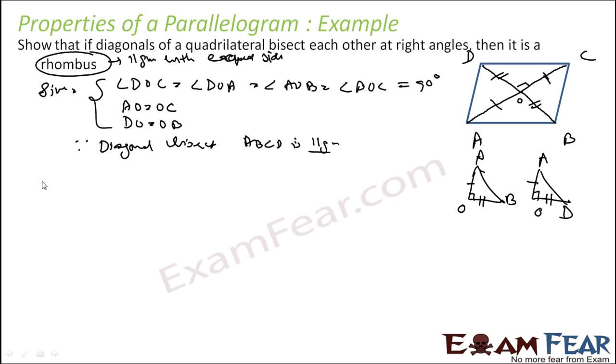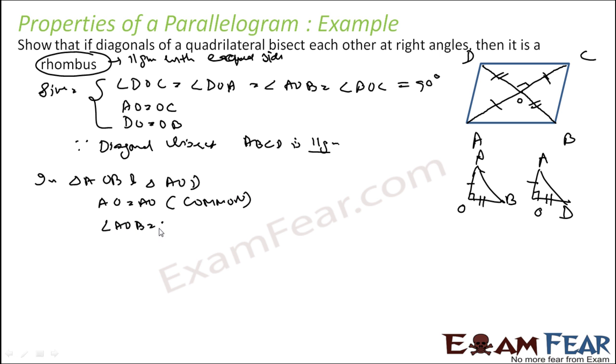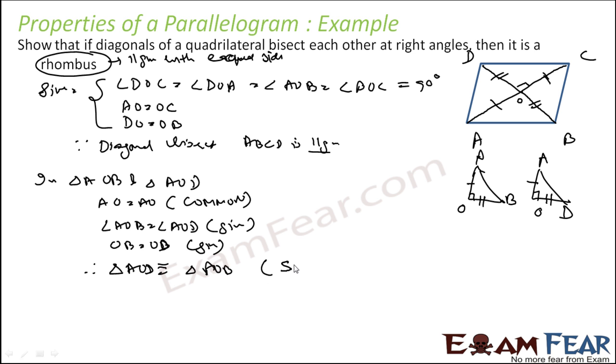Right? So we can say that triangle AOB and triangle AOD, okay, AO is equal to AO, common side, angle AOB is equal to angle AOD, that is given, OB is equal to OD, that is also given. Therefore triangle AOD is congruent to triangle AOB by side angle side. Therefore AB is equal to AD, and thus it is a rhombus because it is a parallelogram we have proved.